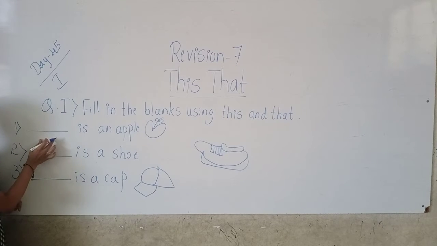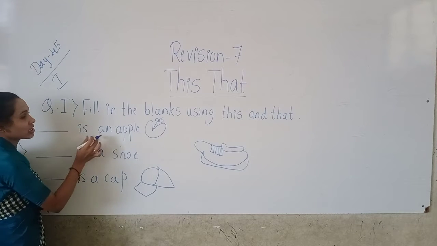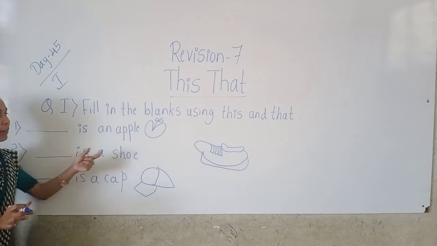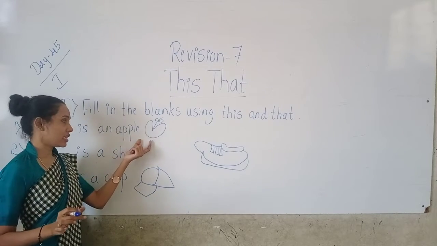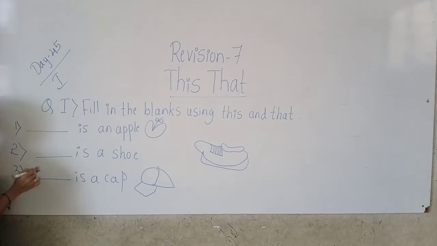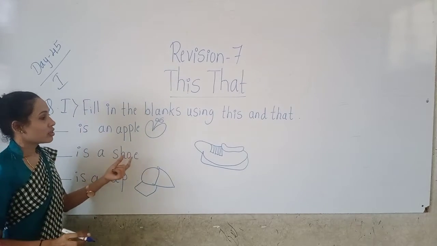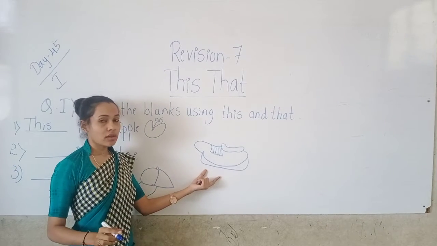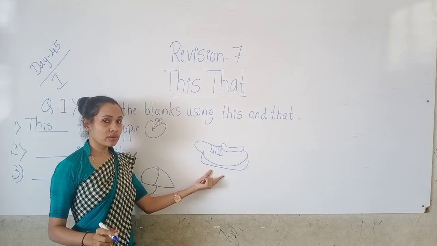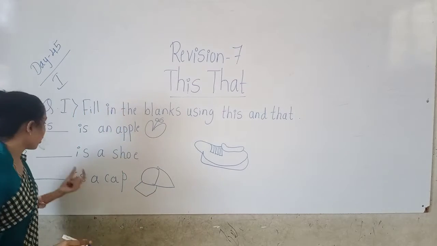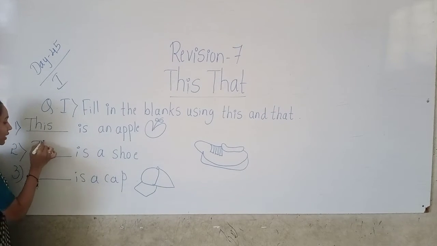Let us solve the first one. Dash is an apple. So is the apple near or far, children? Yes, it is near. So what should we fill here? This. This is always used for the singular thing which is near to us. Now see, the shoe. Is the shoe near or far, children? Yes, it is far. So what should we fill here? That.